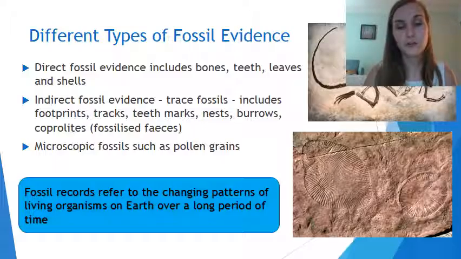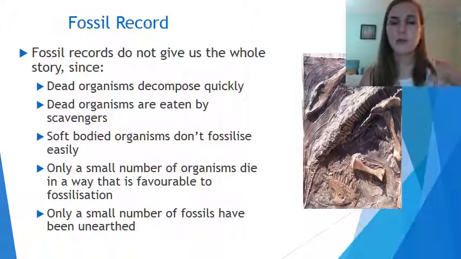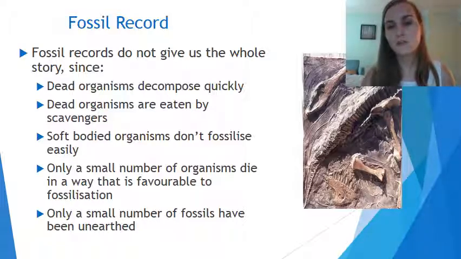Fossil records show the changing patterns of living organisms on Earth over a long period of time. Okay, however, fossil records do not give us the whole story. We have a whole evolutionary timescale mapped out, a lot of it based on fossils. However, this is our theory, we don't know for sure, and the reason for this is that dead organisms decompose quickly. Sometimes dead organisms are eaten by scavengers and therefore are not fossilized. Soft body organisms don't fossilize easily, so that means that some organisms may not have fossilized and may not be accounted for in our evolutionary picture and timescale.